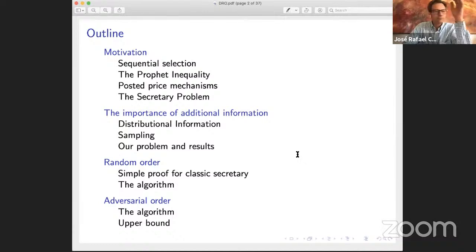First of all, I will tell you about some motivation for the problem, some different kinds of optimal stopping problems that are appearing a lot in recent work, particularly in the last, say, 10 years. Then I will explain this idea of sampling in these optimal stopping problems. Why is having additional information interesting, either in the form of distributional information or sampling. And then I will explain the results. I will try to give you an idea of what we're doing in this paper for the random order secretary problem and for the adversarial order secretary problem.